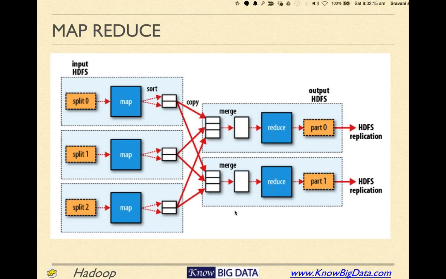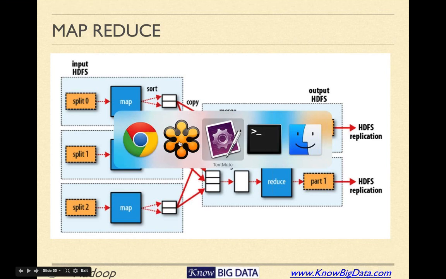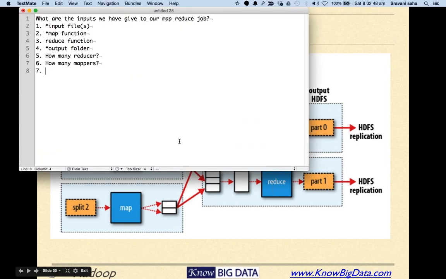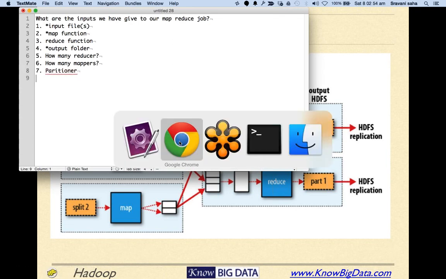Also, it is possible for us to customize this partitioning logic. We can decide whether one particular key has to go to reducer number 1, or it has to go to reducer number 2. We can decide that by defining a function called partitioner. So we'll just mention it here. We can also optionally define a function called partitioner.